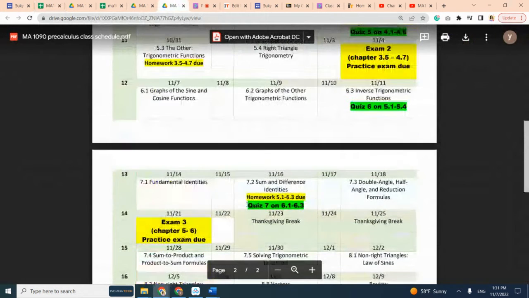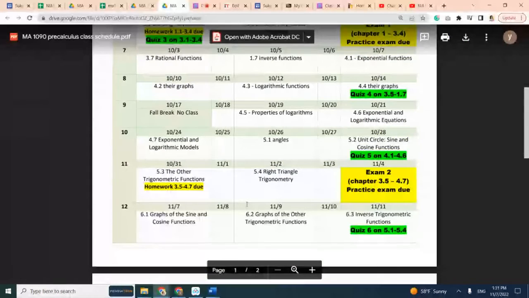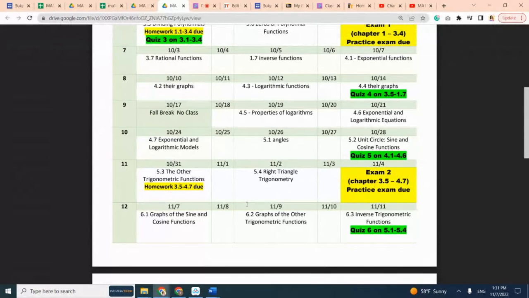Oh, okay. So today we should talk about 6.1, but we are still in 5.3.